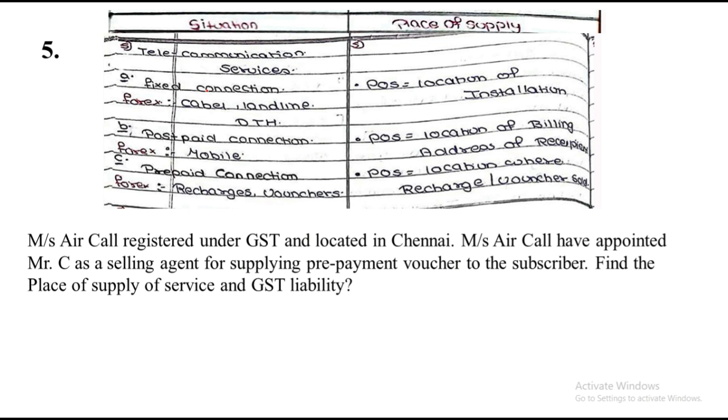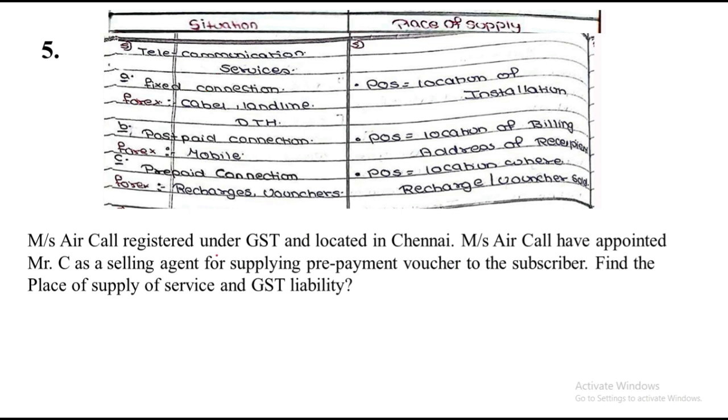To understand that, there's an example. Mrs. Aircall, registered under GST and located in Chennai, has appointed Mr. C as a selling agent for supplying a prepayment voucher to the subscribers. Okay, Mrs. Aircall is located in Chennai and they hired a person to sell their vouchers, prepaid vouchers, at Chennai itself.